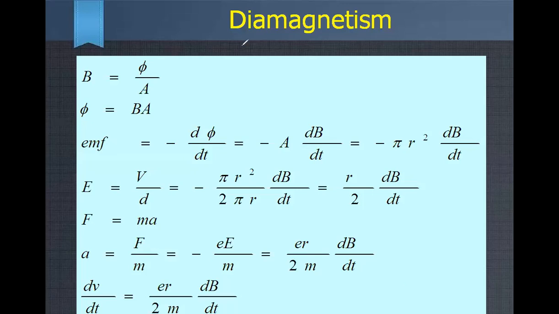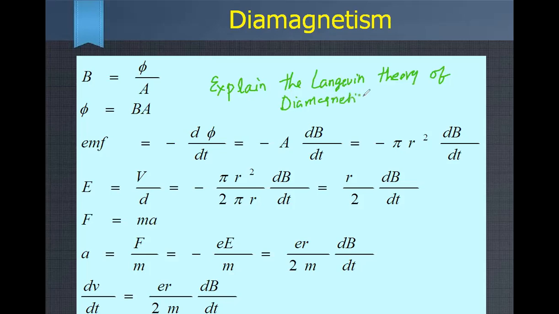Let me show you and go step by step. Okay. Explain the question. Write down. Explain the Langevin theory of diamagnetic materials. So this is a long answer. We have the long answer question. So we have to be careful. You should note down this.